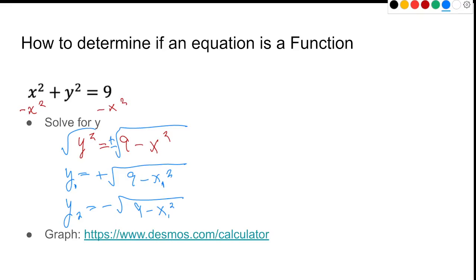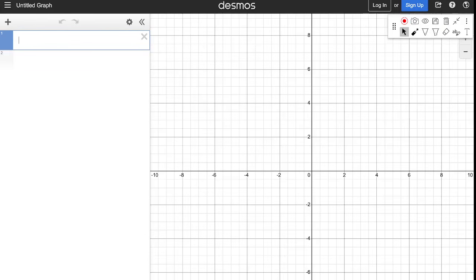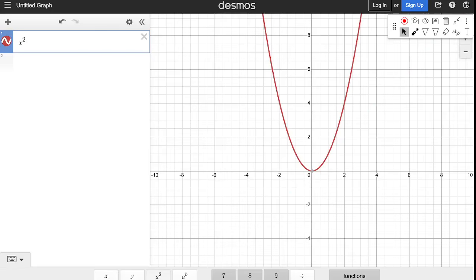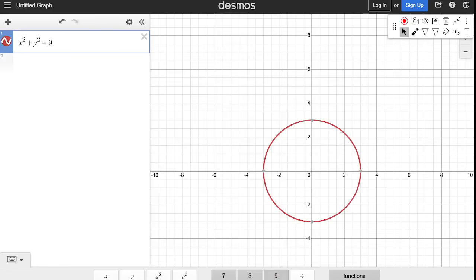And let's take a look at what that looks like graphically. Now, most of your graphing calculators, if you wanted to graph this, you actually have to graph this as two separate functions. But using Desmos, which we're going to use throughout this course, allows us to see why it's not a function. So x squared plus y squared equals 9. And what is that graph? It is a graph of a circle with radius 3. The square root of 9 is 3, and so that's why we've got that.